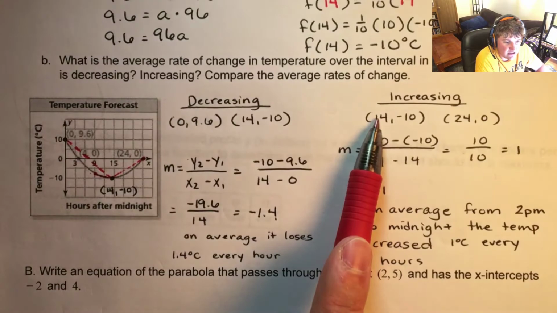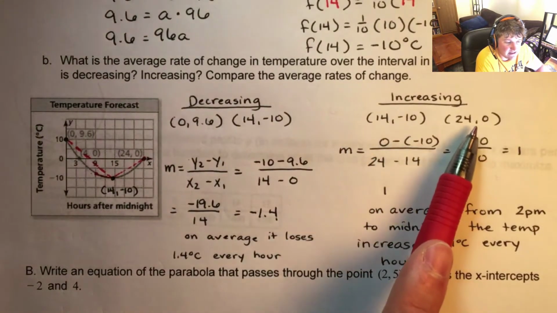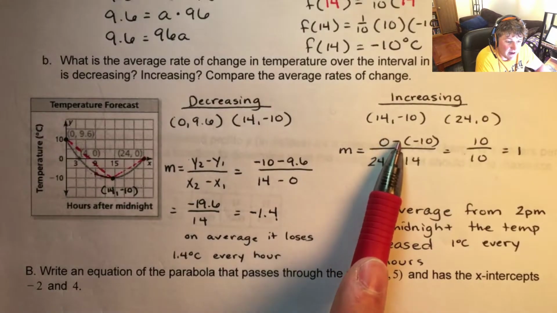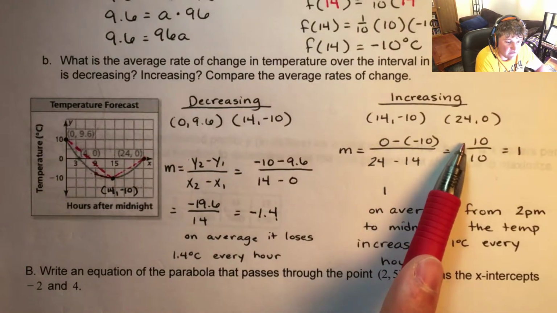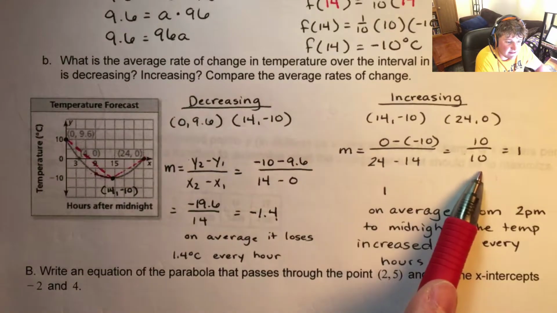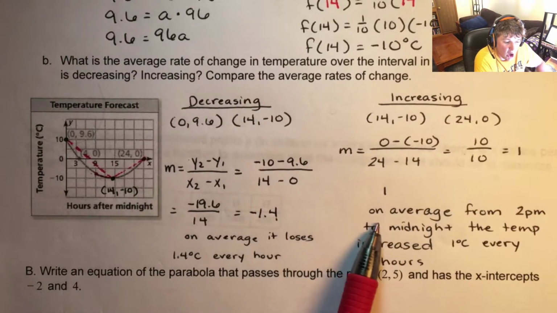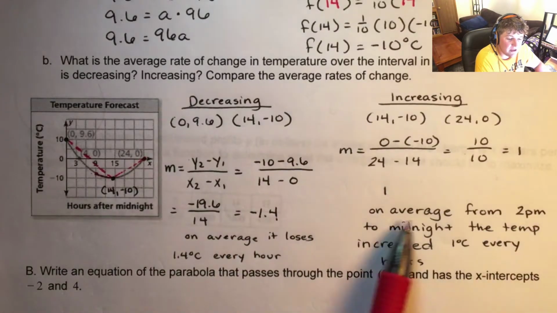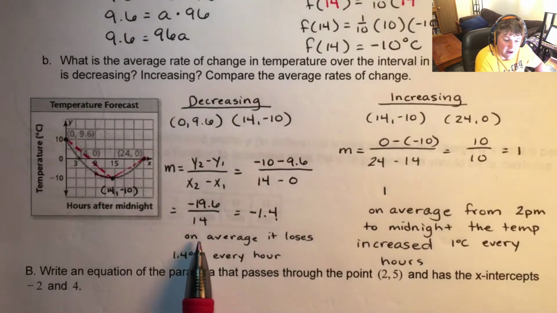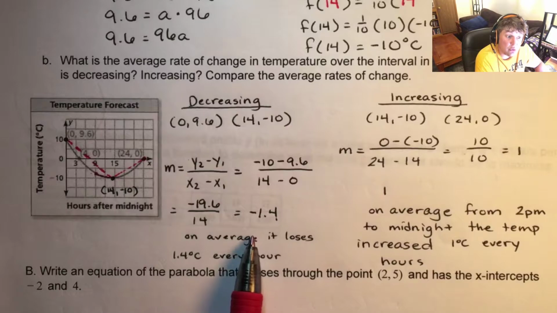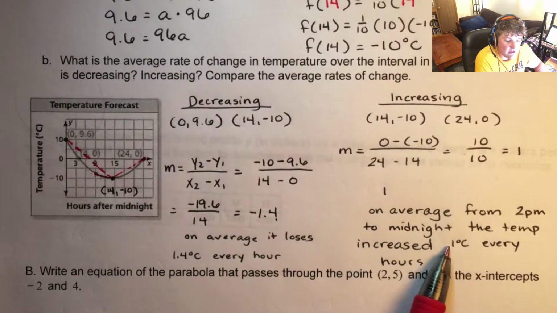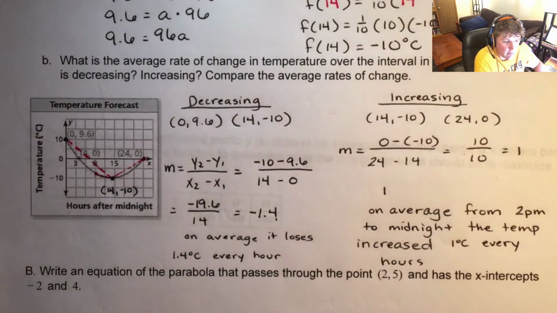So it starts increasing at (14, -10) and stops at (24, 0). So 0 minus -10 is +10. 24 minus 14 is 10. 10 over 10 is 1. So on average, and this is something I should have included here, from 2 p.m. to midnight, the temperature increases 1 degree Celsius every hour.